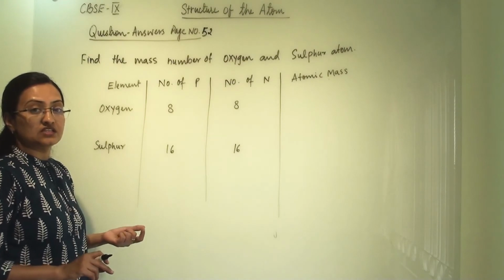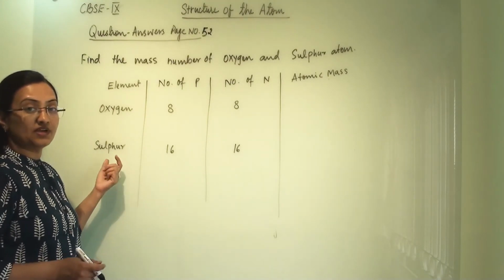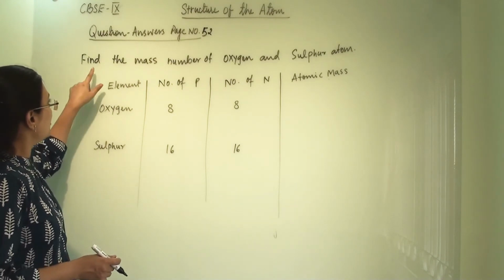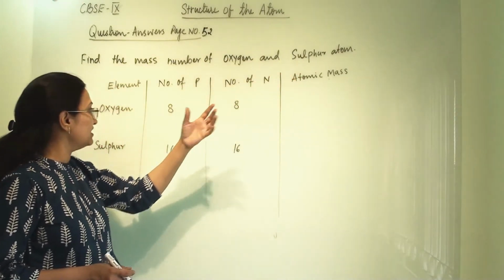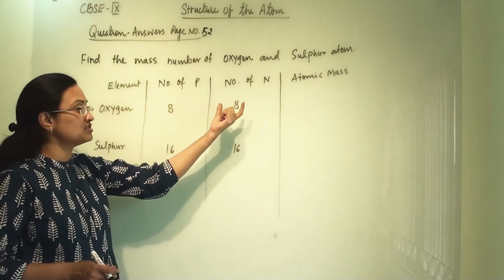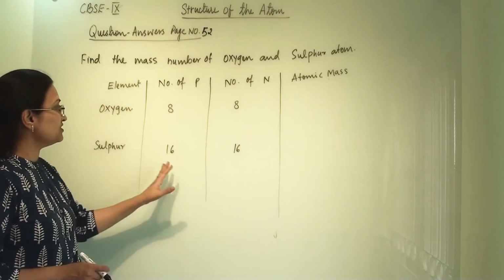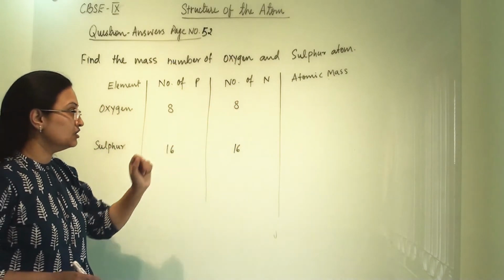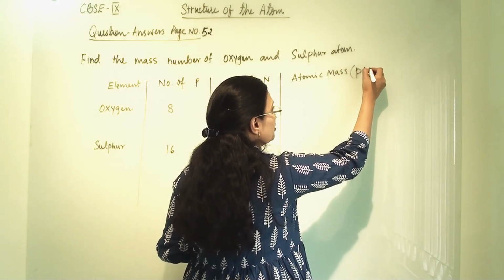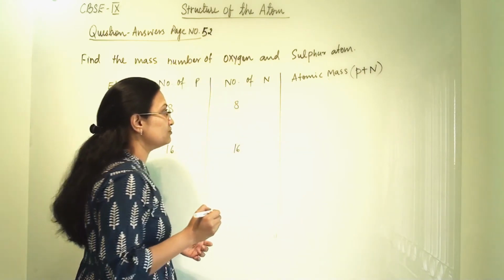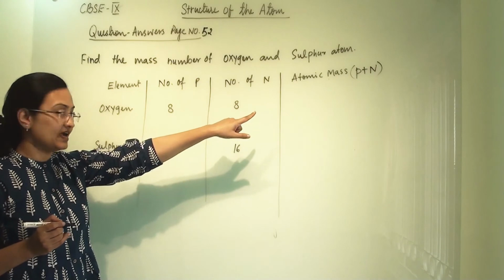The next question is, with the help of table 4.1, which they have given on page number 51, we have to find the mass number of oxygen and sulfur. In that table, they have given the number of protons and number of neutrons for oxygen and sulfur. So from this we can find out the atomic mass. Now what is atomic mass? Atomic mass is the summation of the proton count and neutron count. So we simply add the number of protons and number of neutrons, and we will get the atomic mass.